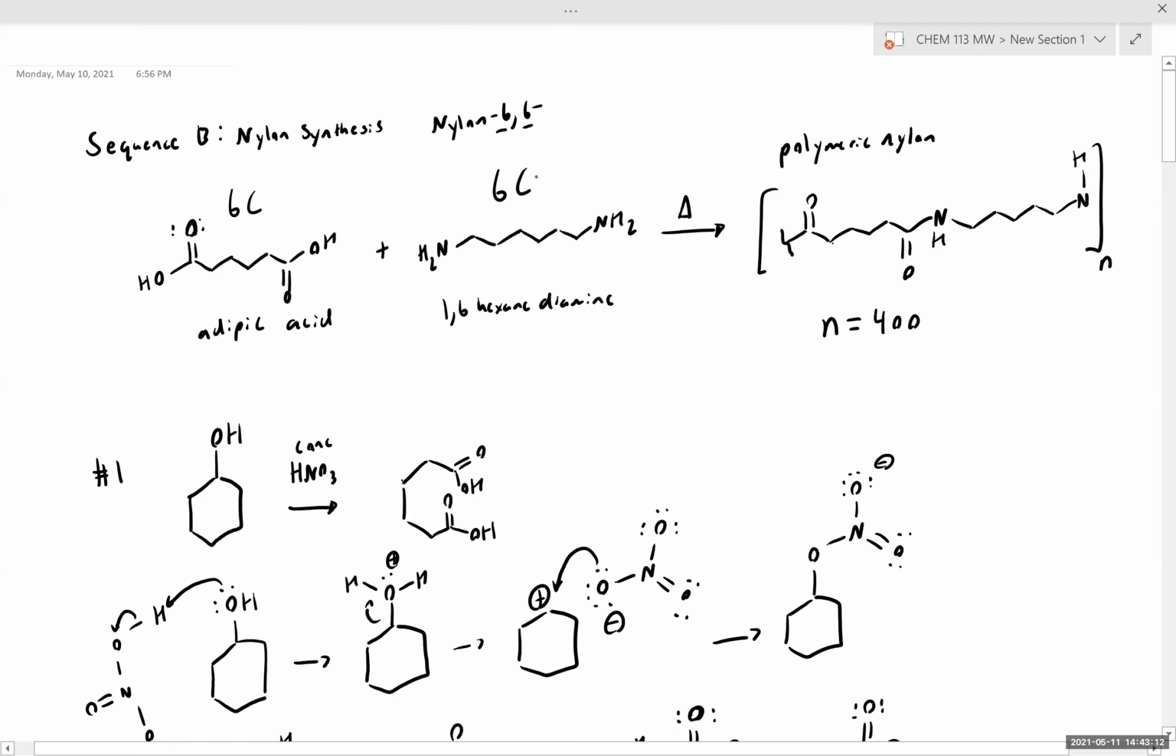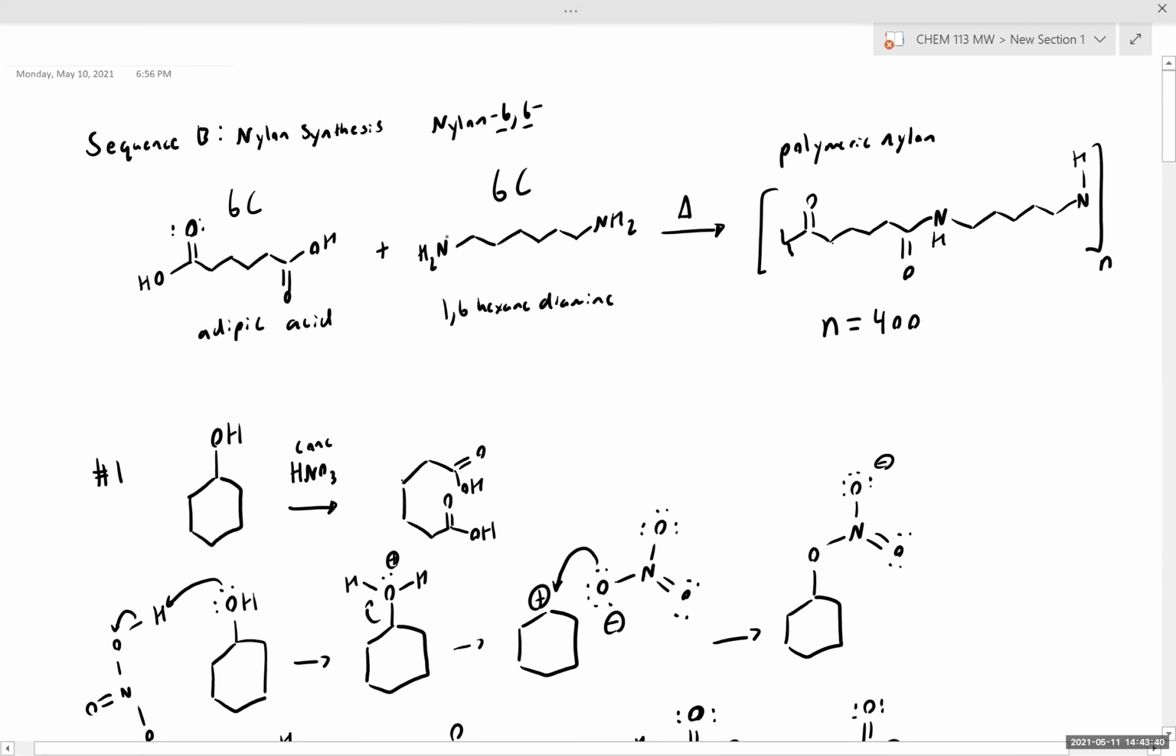The industrial process to prepare nylon typically prepares nylon polymers with a monomer count in the ballpark range of 400. Of course, there's some variance in the polymer length, but this repeating diamide pattern forms the backbone of your nylon polymer chain. So this is a classic amide formation reaction.